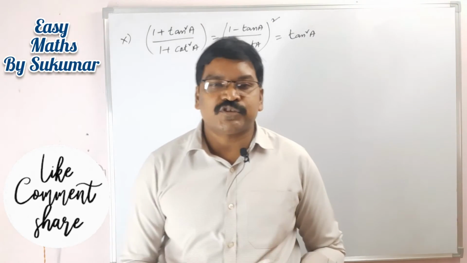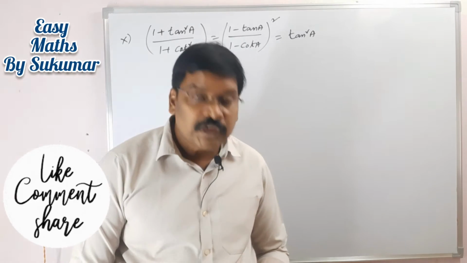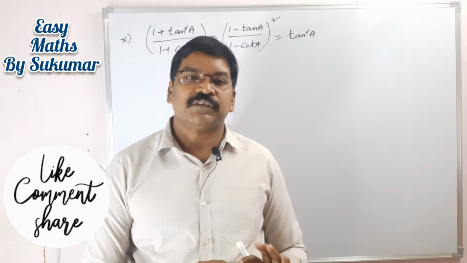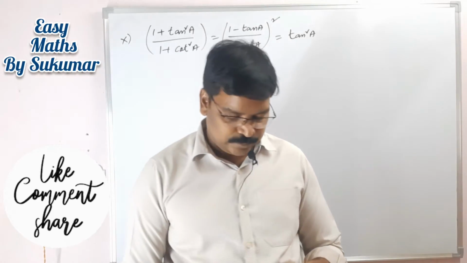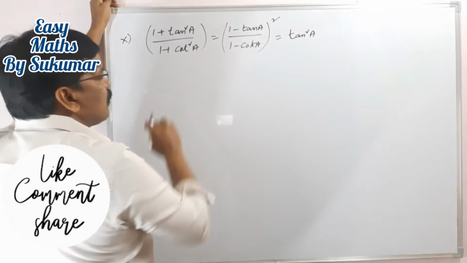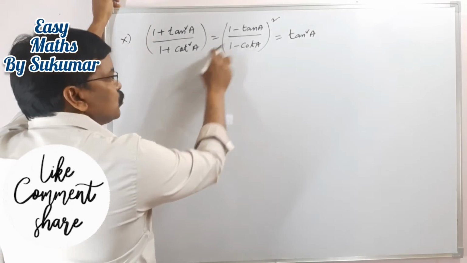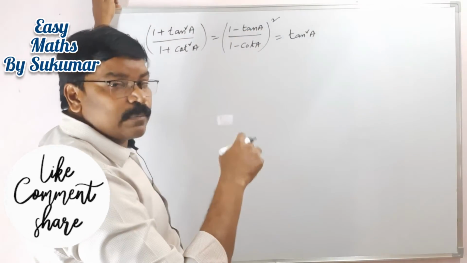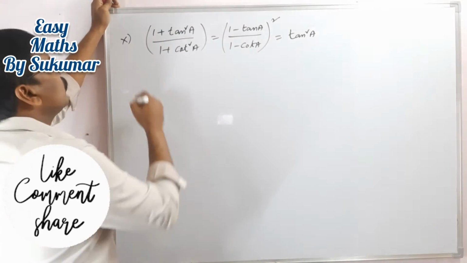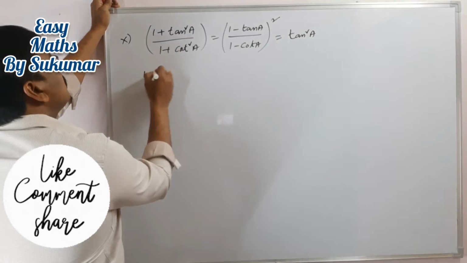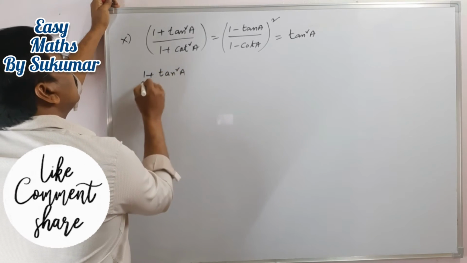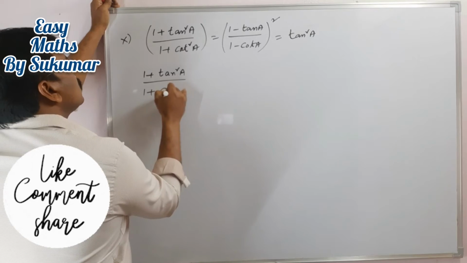Coming to the 10th question, exercise 8.4, and this is the last question in exercise 8.4 as well as trigonometry. Right. Here, prove that 1 plus tan square a by 1 plus cot square a is equal to 1 minus tan a by 1 minus cot a whole square, it is equal to tan square a. Okay. So take this first one here first. 1 plus tan square a by 1 plus cot square a.